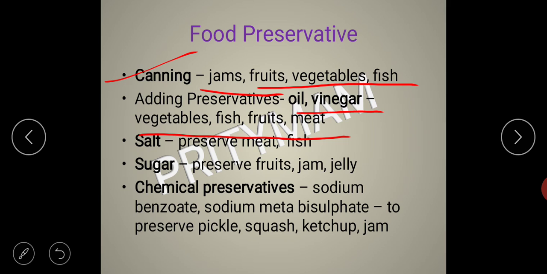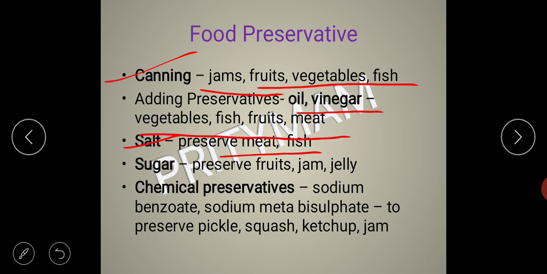So what else to do? Salt. Salting is mainly used to preserve meat and fishes. Some vegetables like chilies and mangoes are also preserved by adding salt. Salt forces the moisture out of the food. It removes the water molecules from the food and the microbes also. And thus it prevents the microbes from growing.